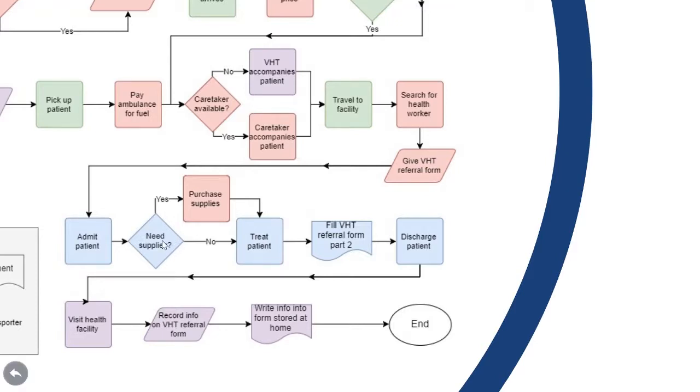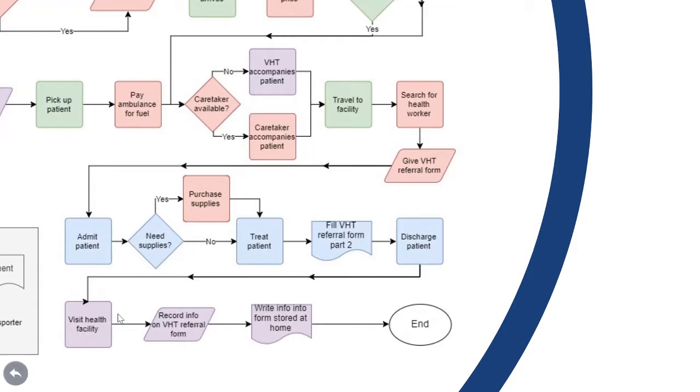Once the patient reached there, you had to wonder, do they have supplies? In some cases, patients were turned away or just left to sit on a bed because they didn't have the supplies there. So they have to go purchase the supplies, maybe call and try to find money to purchase those supplies. Then that patient could be treated at the facility. Ideally, once the patient is treated, the health worker would fill out the bottom half of the VHT referral form to report the outcome, would discharge the patient and give the patient the form and hopefully keep a form in the health facility.